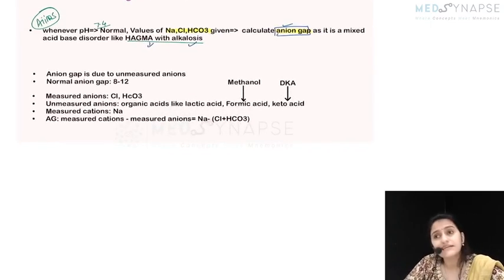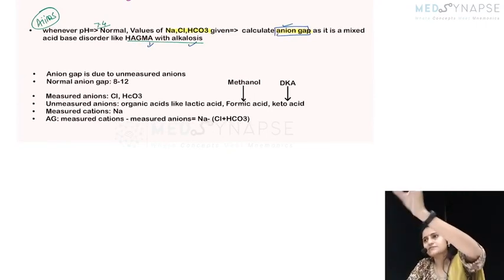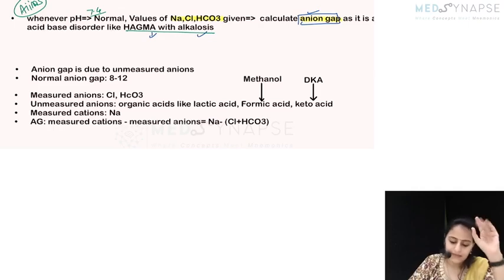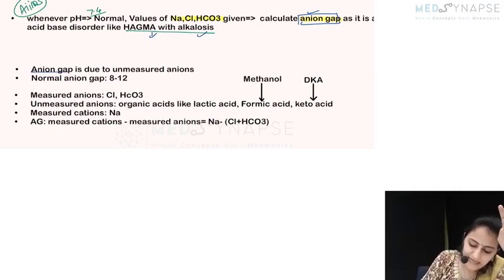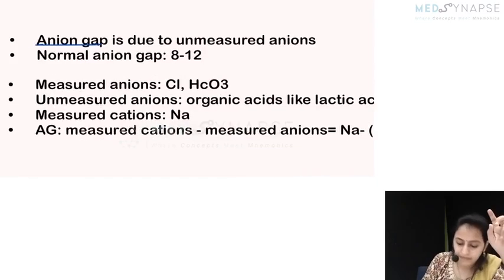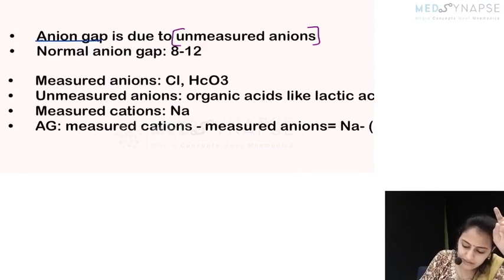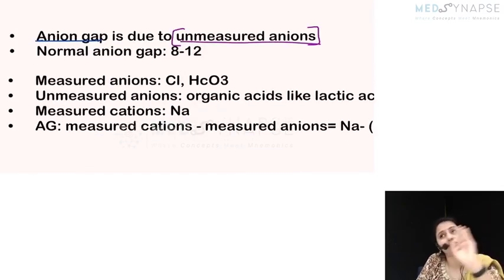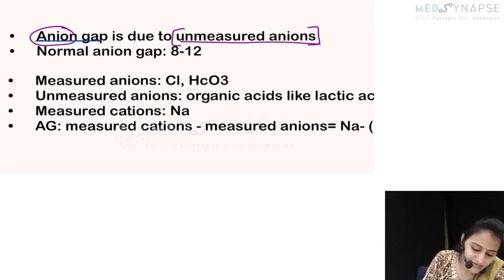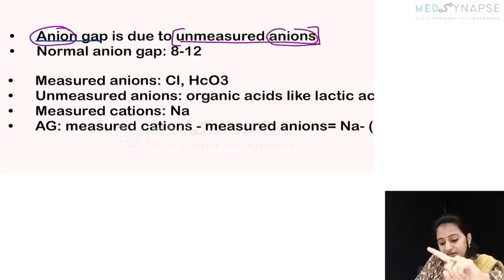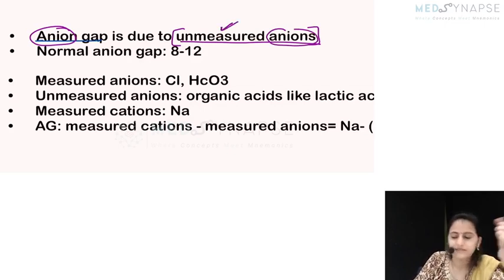How do you calculate the anion gap? Cations minus anions or anions minus cations? Cations minus the anions. Remember that anion gap is due to unmeasured anions, not the cations. When I say the anion gap is because of the anions, which anions? Which I'm not seeing. That is what is creating a gap. That is unmeasured.